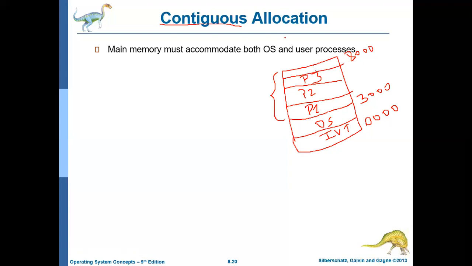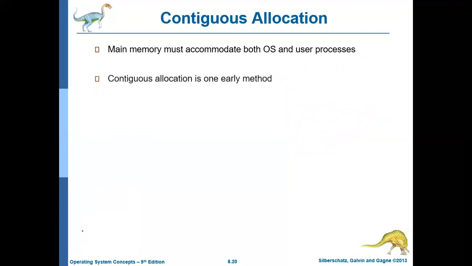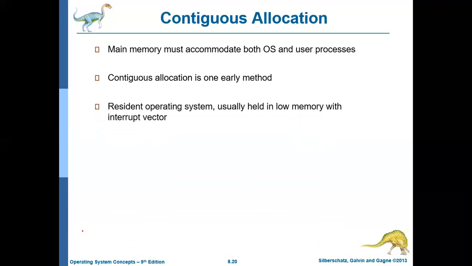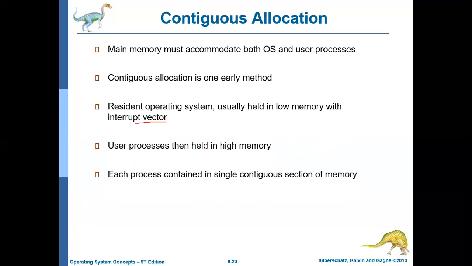So this is the overall concept of contiguous memory allocation. Contiguous allocation is the early method of memory allocation. Normally the operating system and interrupt vector table occupy the lower memory, and user processes are held in the higher memory, that is, above the operating system. So each process is contained in a single contiguous section of memory.